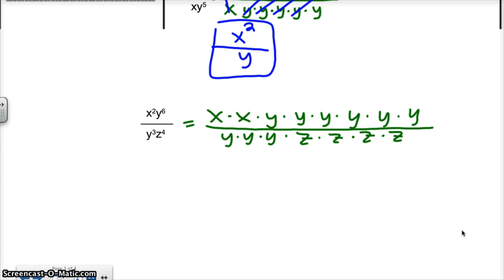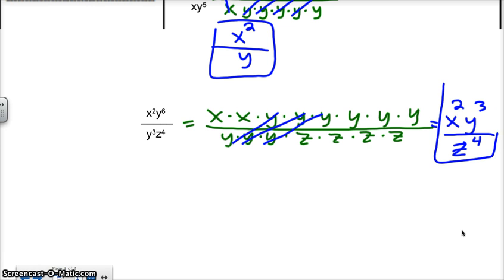Cross out what I have in common. I don't have any x's, I have some y's. It looks about all I can cross out. So I'm left with 2 x's, 3 y's on top, over 4 z's. X squared, y cubed over z to the 4th.